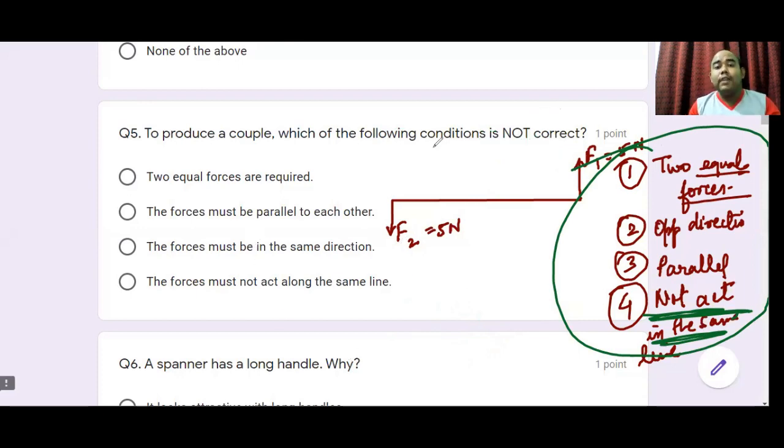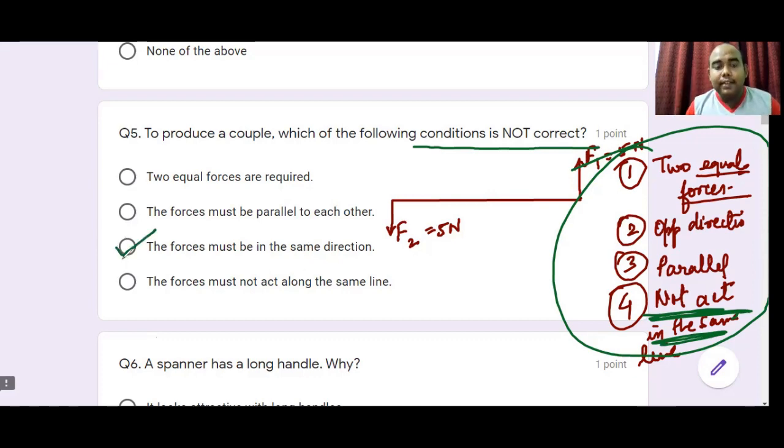So you see, we have to select that condition which is not correct in regard to a couple. So two equal forces are required. Yes, it is correct. So this is not our answer. The forces must be parallel. Yes, this is also correct. So this cannot be an answer. The forces must be in the same direction. Yes, this is our answer, because no, the forces should not be in the same direction, they must be in the opposite direction. So ये हमारा answer है.